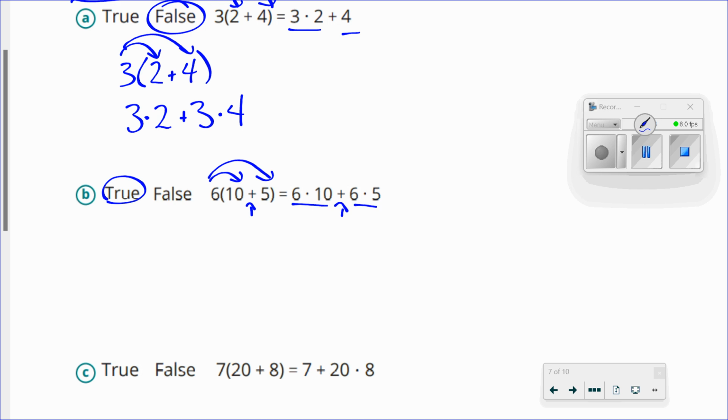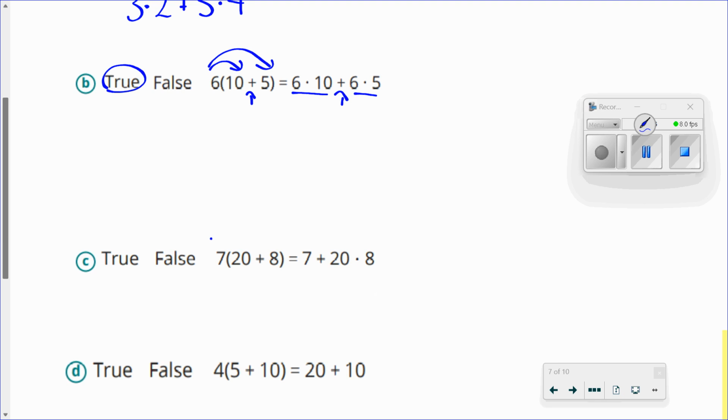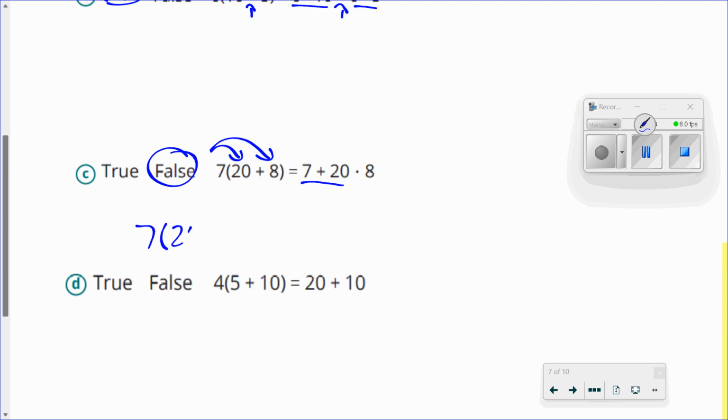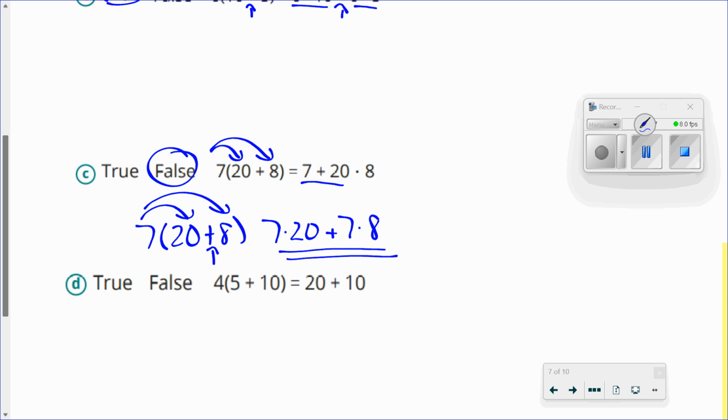Okay. Our next one. And again, if we start with the arrows on the distributive property, it should make everything easier, right? So the first thing I should have is 7 times 20. Do they have 7 times 20? No. So is this right? Nope. So we go false, and then to make it easy, we just rewrite it ourselves. And we say, okay, well, I have 7 times 20 plus, because that's my sign, 7 times 8. So this should have been your rewrite.